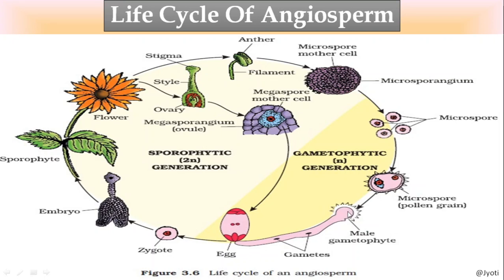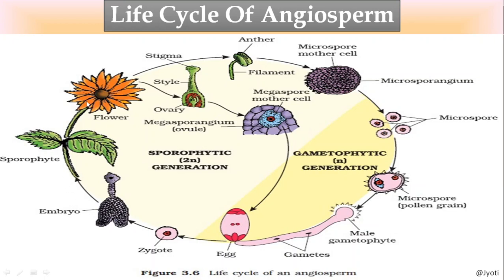Now when the pollen grain falls and the pollen tube reaches the embryo sac, the two male gametes are released, and then the zygote is formed. The zygote gets nourishment from the endosperm that is lying beneath the zygote. Then the zygote develops into an embryo. Then the embryo develops into another plant. So this is the life cycle of angiosperm.